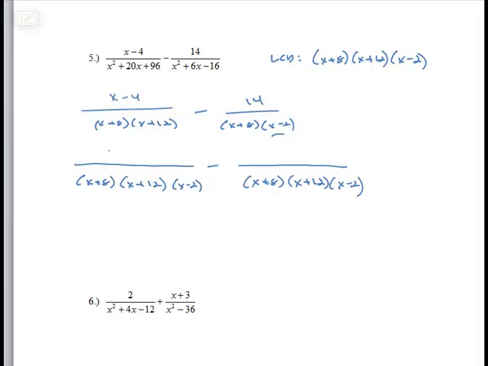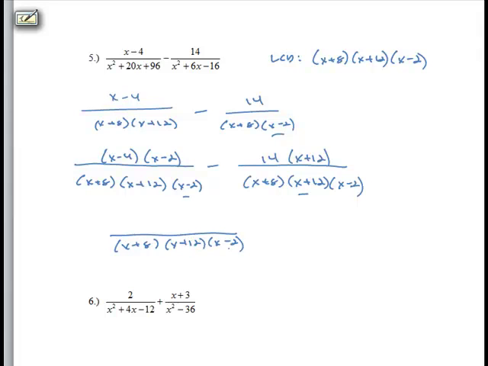So rewrite each rational so it has this LCD. The first numerator, x minus 4, is going to be multiplied by the factor x minus 2. Same factor we multiplied the denominator by. The second numerator, 14, is going to be multiplied by the factor x plus 12. What we multiplied this denominator by in order to come up with the LCD. Combine these two rationals, x plus 8, x plus 12, the common denominator just carries through. Simplify the numerators.